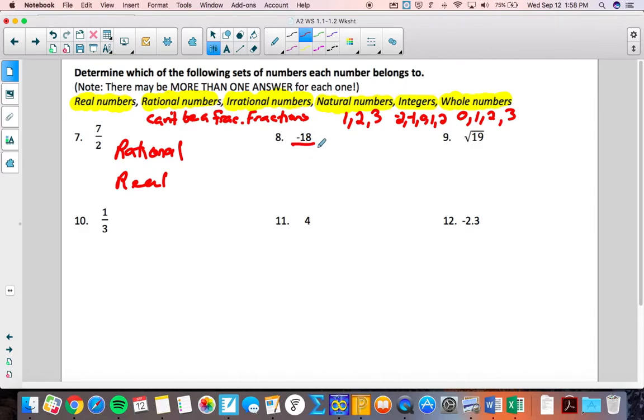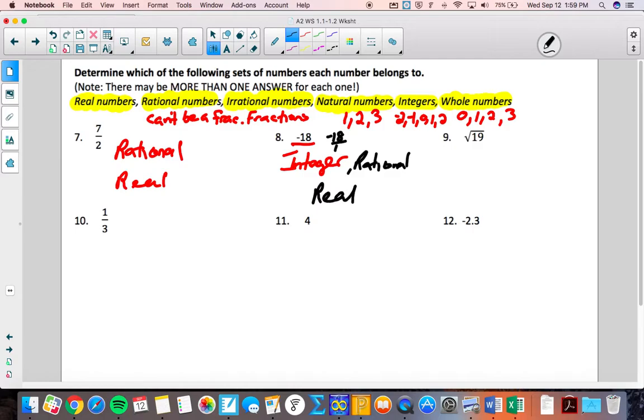Negative 18. My kid does not count or think about negative 18. Negative 18 is not a natural number. It's not a whole number, but it is an integer. And you can equivalently write it as a fraction, because you can say negative 18 divided by 1. So it's rational, and it's also a real number.